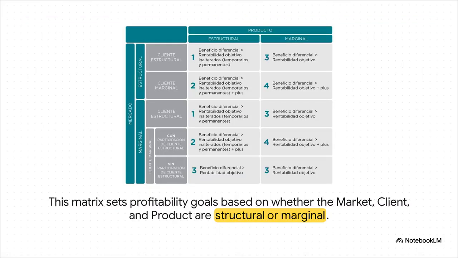So how do you put this into practice? You use this matrix. It's actually pretty straightforward. For any deal that comes your way, you classify 3 things: the product itself, the client, and the market, as either structural or marginal. And based on how you classify them, this grid will tell you exactly what level of profitability you should be demanding from this specific deal.